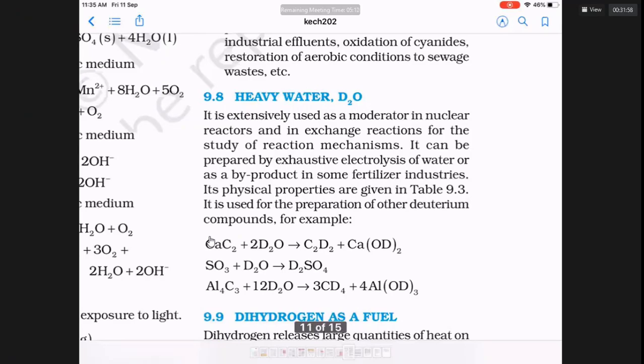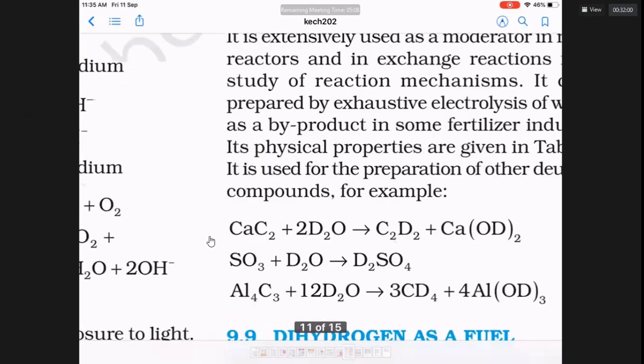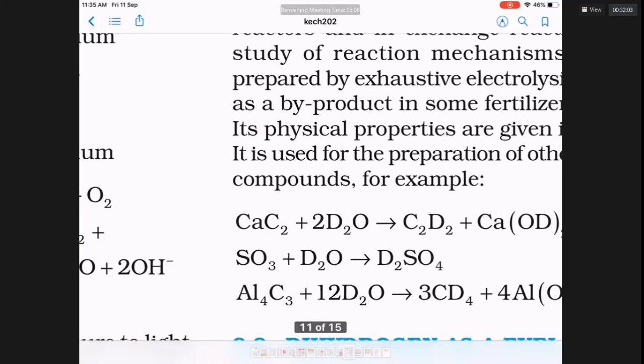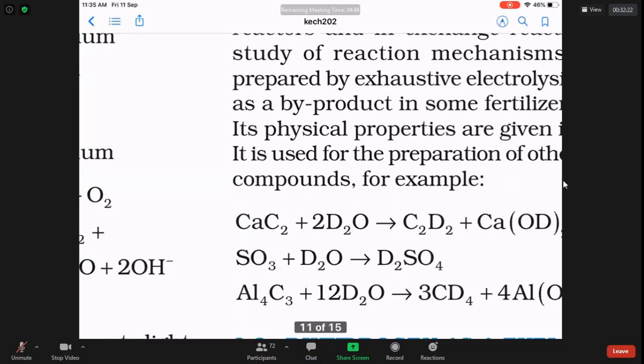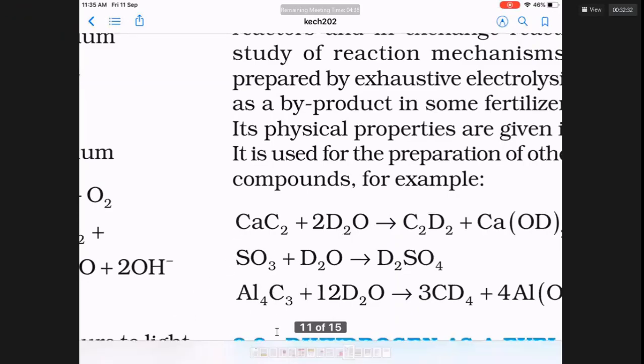Reaction of water with salts like calcium carbide, aluminum carbide is called hydrolysis. Water will break the calcium carbide into calcium hydroxide and C2H2, acetylene. The same calcium carbide reacts with heavy water to give heavy acetylene, C2D2, and calcium deuteroxide. H2O and D2O both react similarly, but the difference is H2O is fast, D2O is slow. If I dissolve SO3 in water, I get H2SO4. In heavy water, I get D2SO4.